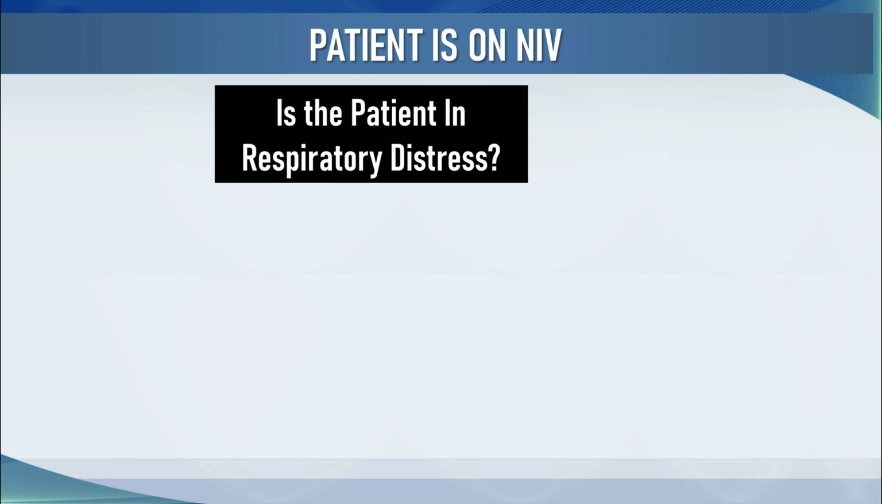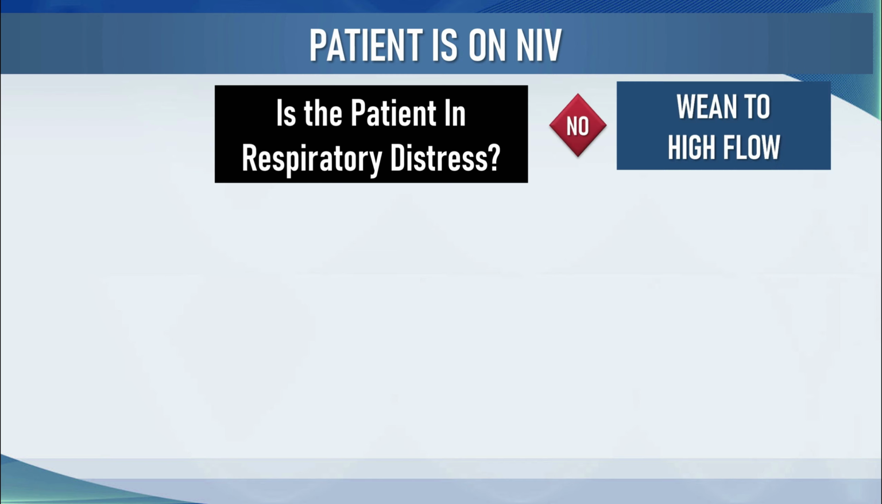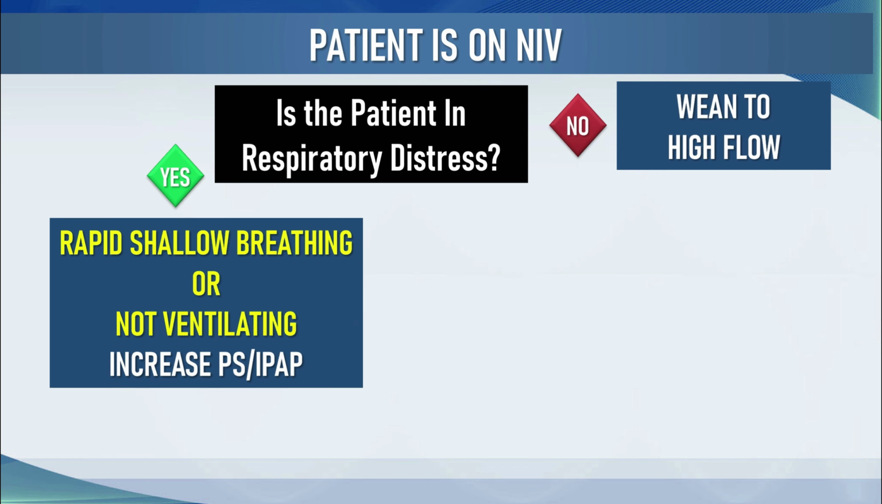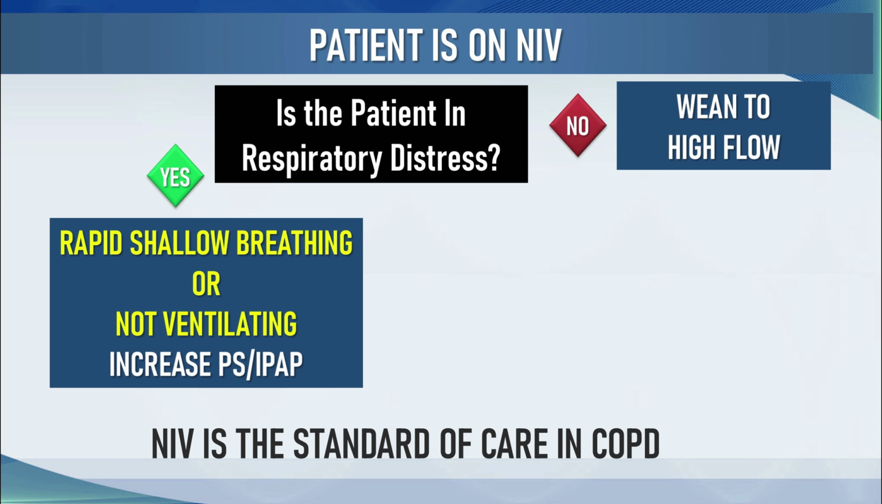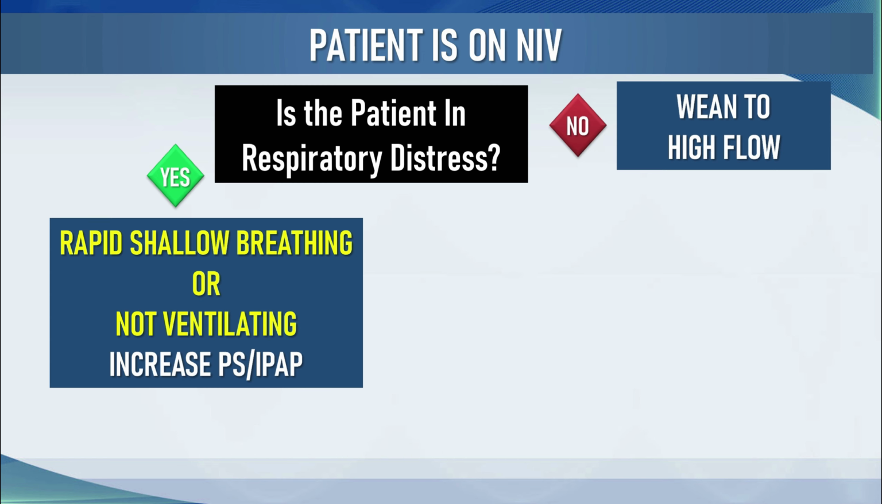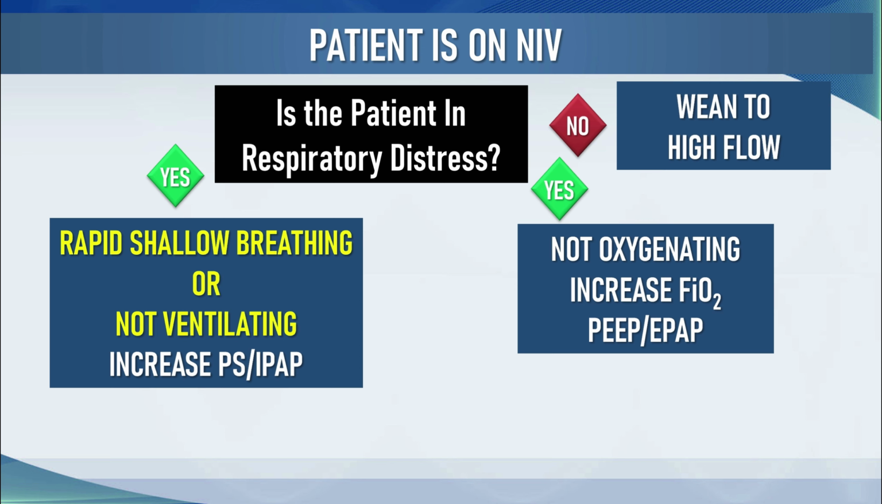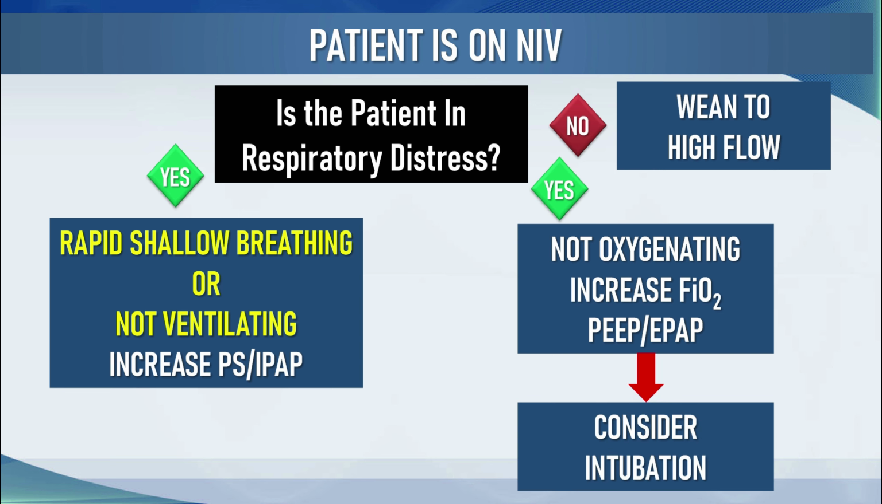So if you have a patient who is on non-invasive ventilation, this is the way you work the problem. Is the patient in respiratory distress? And if they're not, wean them to high flow. If they are in respiratory distress, whether it's rapid shallow breathing or just not ventilating, the thing to do is increase the pressure support or the IPAP level. You should go through tremendous effort to get a COPD patient who's presented with acute hypercarbia settled on this, because there is compelling evidence that patients with hypercarbia do really poorly if they're intubated. They do so much better on non-invasive ventilation. Now, if the patient is in respiratory distress and they're not oxygenating, absolutely you can increase the FiO2 or increase the PEEP or EPAP, but you really need to have a good hard think about intubation in this setting.